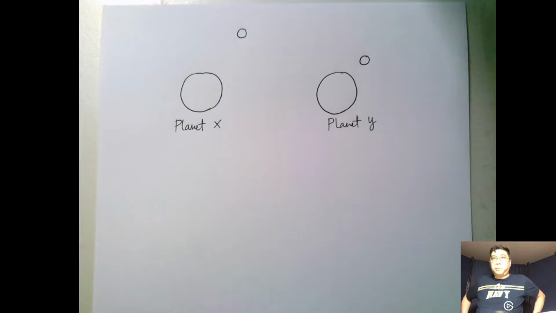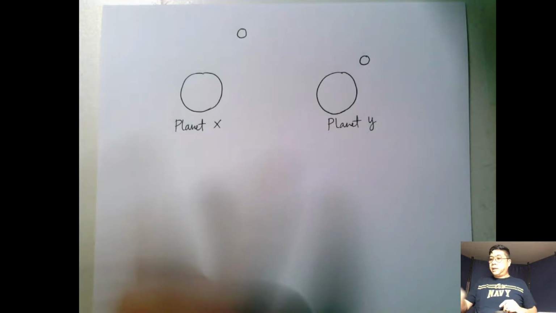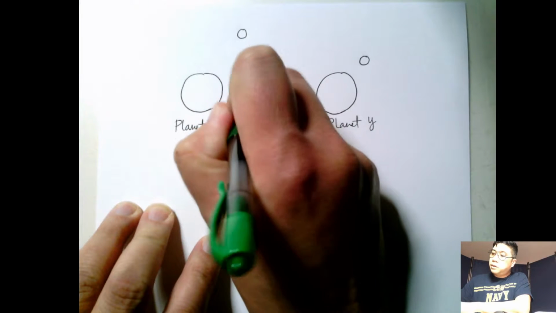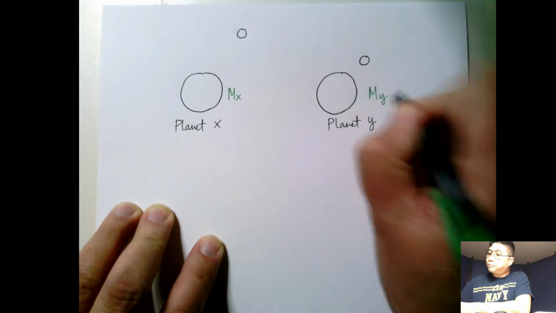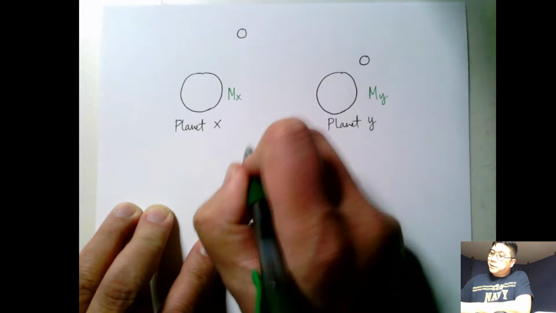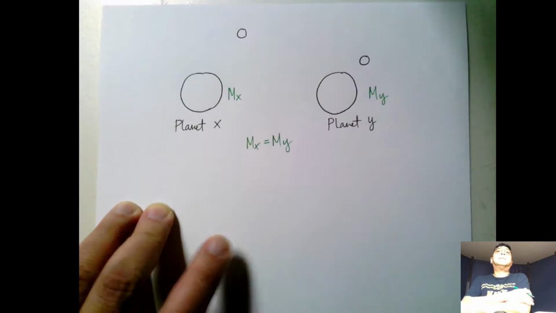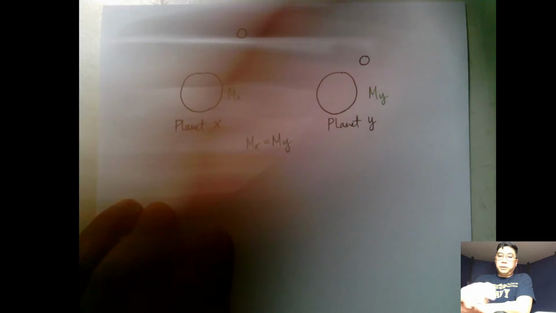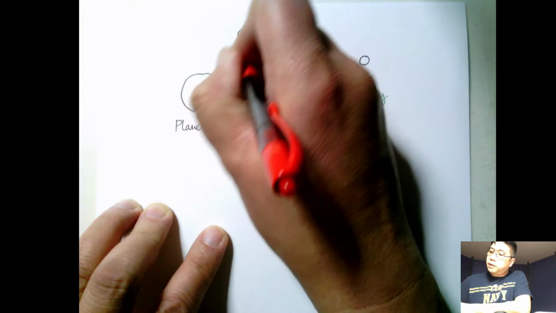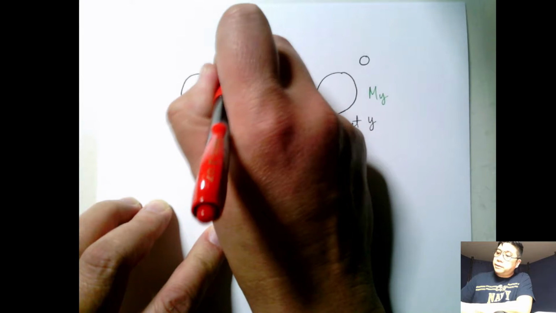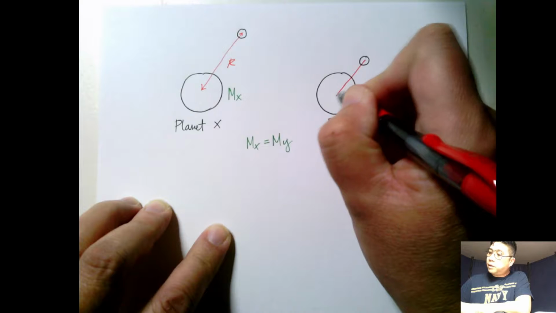Okay, so here's another example on the application of the universal law of gravitation, but this time, let's make the assumption that planet X and planet Y have the same mass. So I would say mX, and this one is the mass of Y. Let's assume that both of them are equal. Now, the only thing that will be different this time is that the distance between the satellite and the planet is not the same, or not equal.